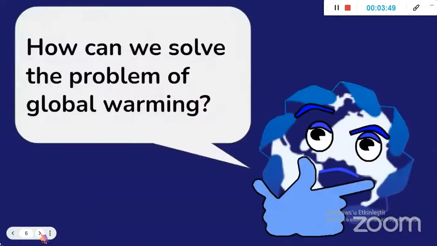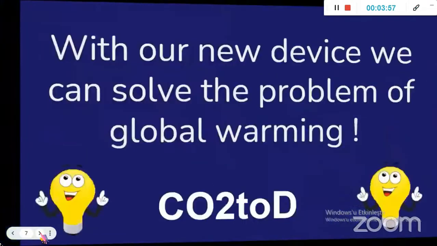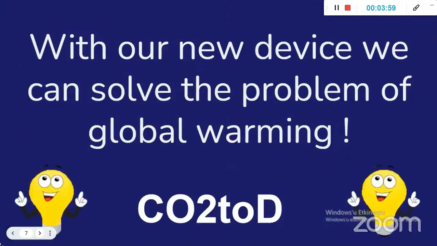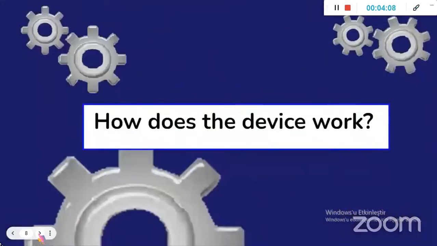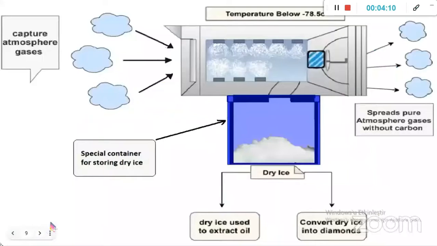How can we solve the problem of global warming? With our new device, we can solve the problem of global warming. How does the device work? New carbon dioxide to diamond device.